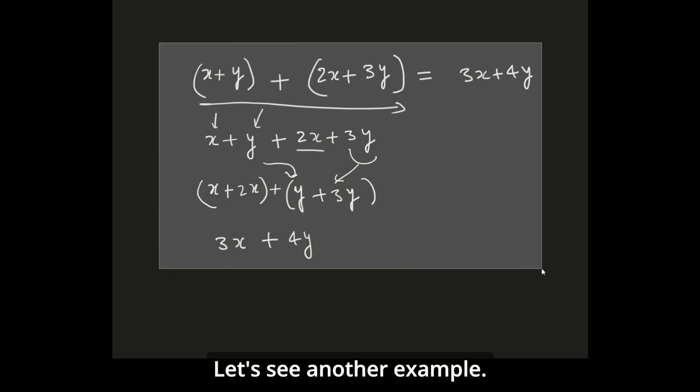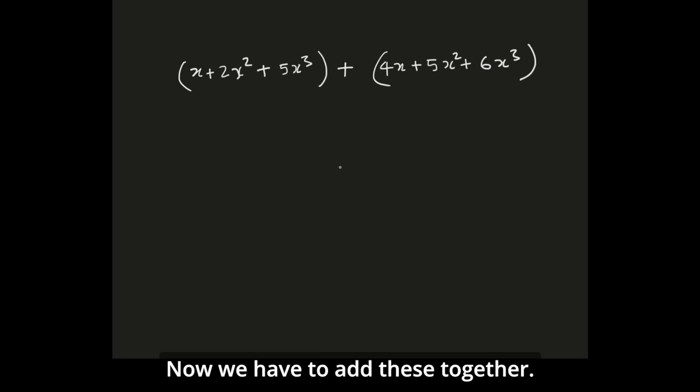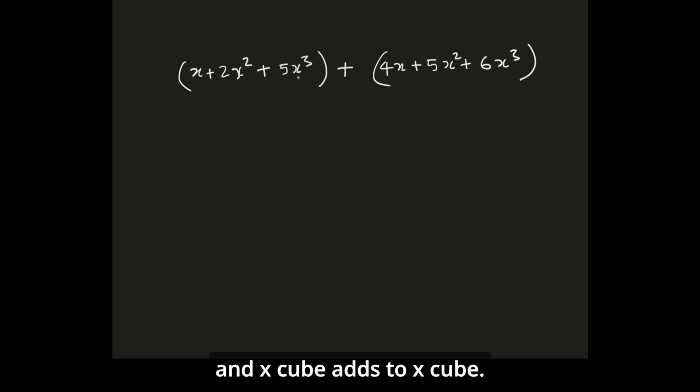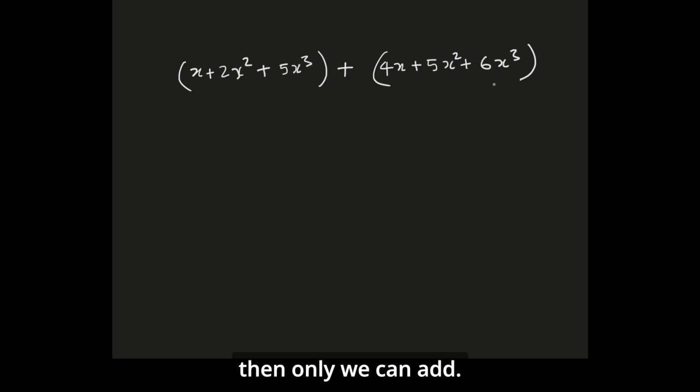Okay, let's see another example. Let's take x plus 2x square plus 5x cube. This is a polynomial, and we have to add 4x plus 5x square plus 6x cube to it. Remember that x adds only to x, x square adds to x square, and x cube adds to x cube. So we have to group them together and then only we can add.